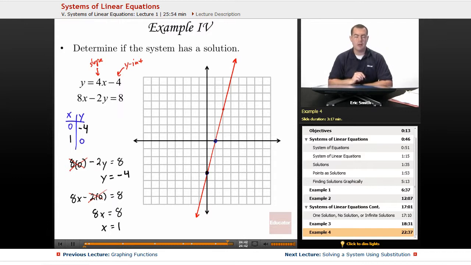So now we put that point on there. And both points ended up on the other line. So when I go to draw this out, you'll see that one line actually ends up right on top of the other one. They're essentially the same line.